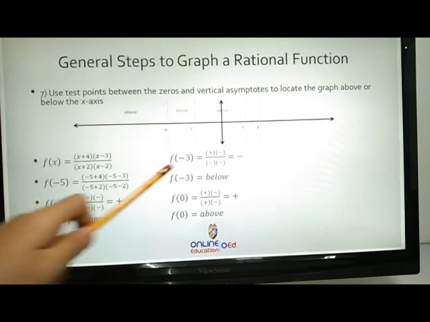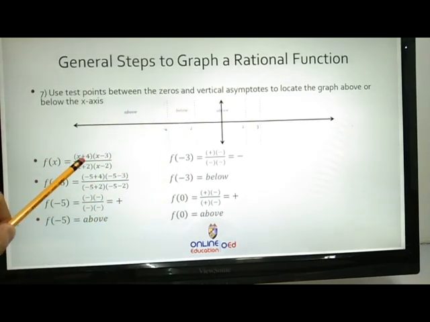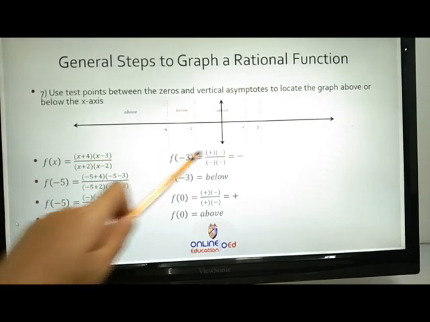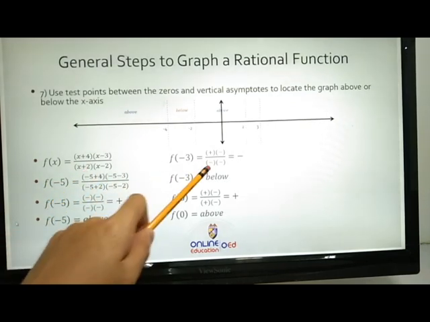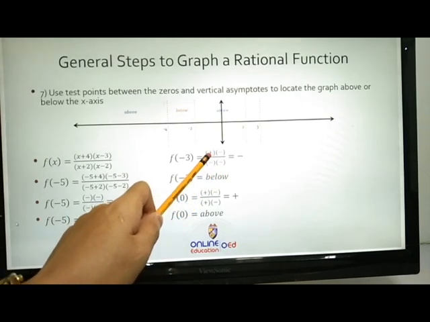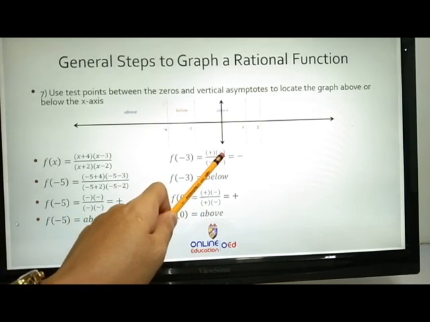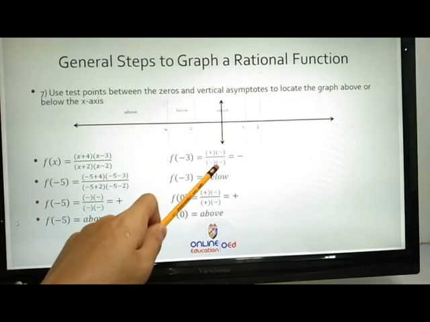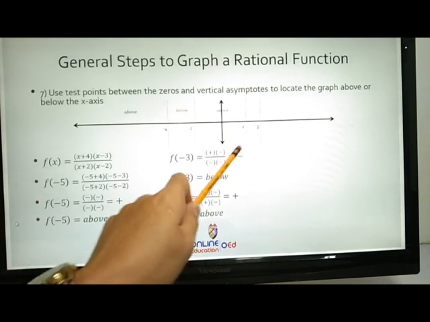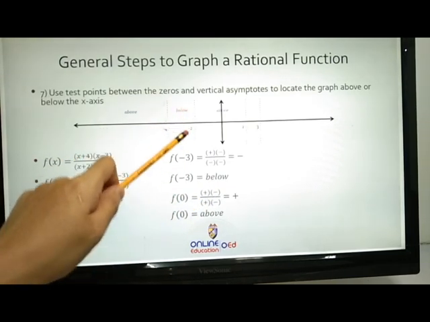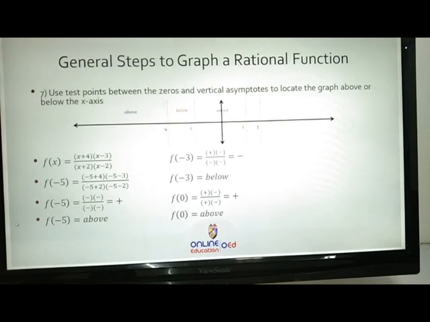Above or below? So, kapag sinubstitute mo, negative 3 plus 4, so positive 1, positive. Negative 3 minus 3, negative. Negative 3 plus 2, negative 1, so negative. Negative 3 minus 2, negative. So, positive times negative is negative. Then, negative times negative is positive. Okay? So, negative over positive is negative. So, ibig sabihin, f of negative 3 is below. Okay? So, sa area na to, below ang f of negative 3.